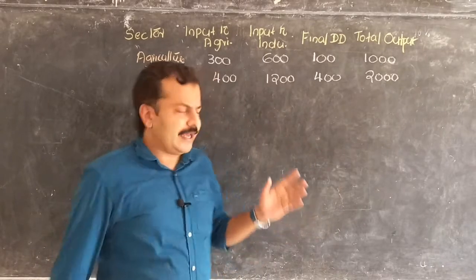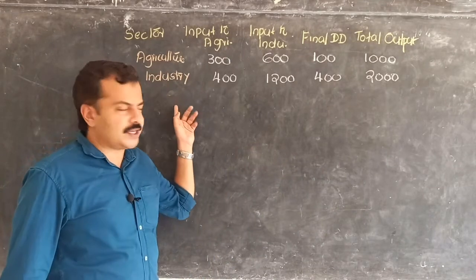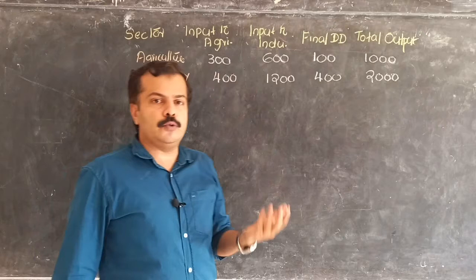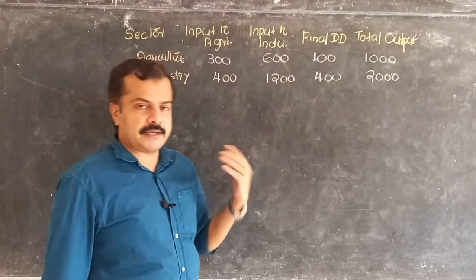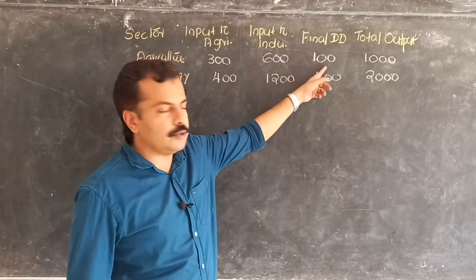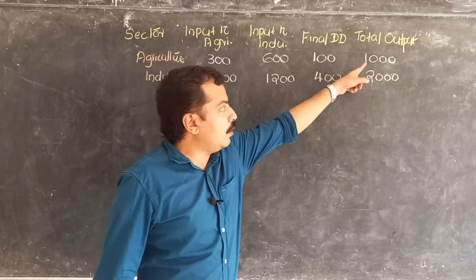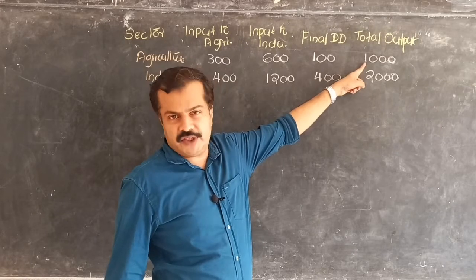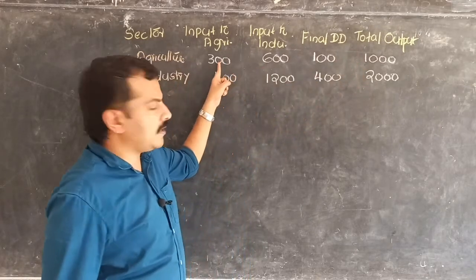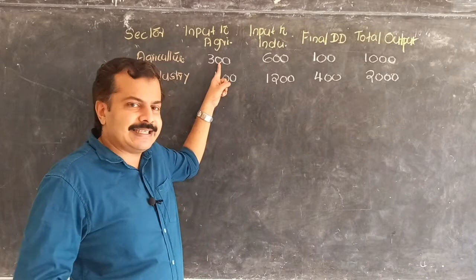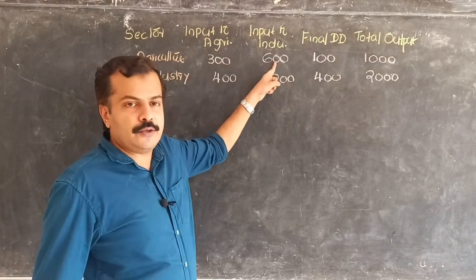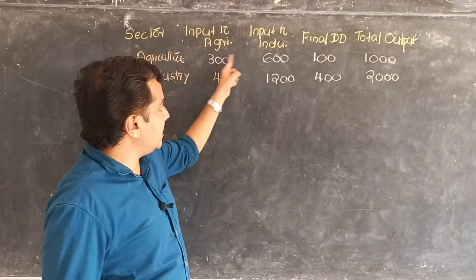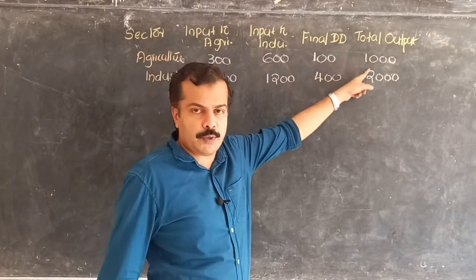Similarly, we have two sectors here, an agriculture sector and an industry sector. The gross output of these sectors is used as input by the sector itself or by some other sector, or it is used for final demand. Out of the 1000 gross output of the first sector, agriculture, 300 is used by agriculture itself as input, 600 is used by industry as its input, and 100 is used for final demand. So 300 plus 600 plus 100 equals 1000.